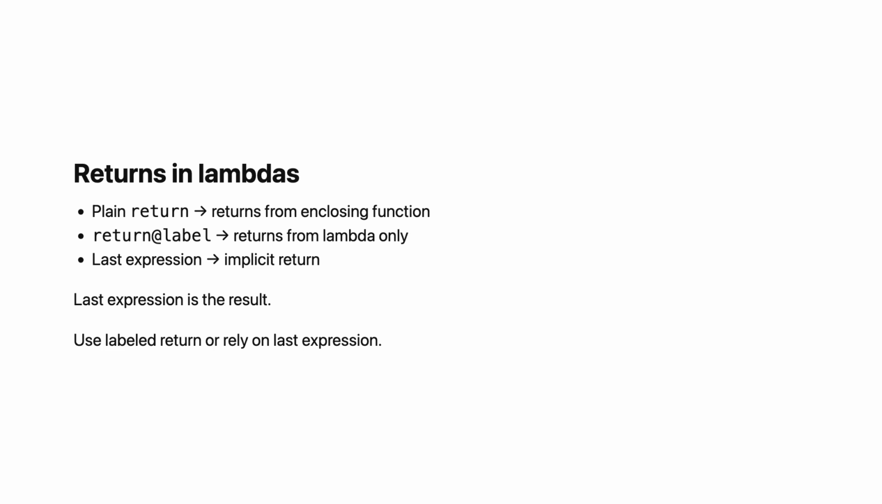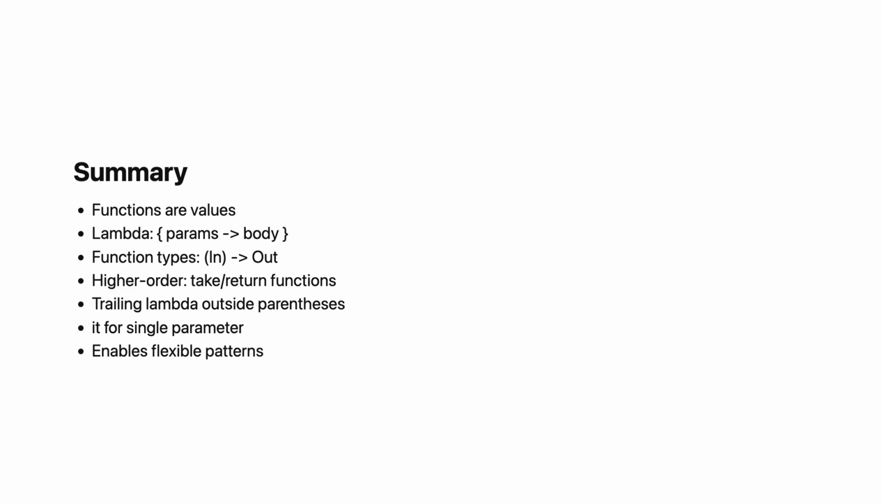Return in a lambda behaves differently than in a function. A plain return in a lambda returns from the enclosing function, not just the lambda. To return from just the lambda, use a labeled return: return@forEach or return@filter. Alternatively, the last expression in a lambda is its return value. No return keyword needed. { x arrow x times 2 }. The result of x times 2 is returned. { x arrow if x greater than 0 then x else 0 }. The last expression is the result.